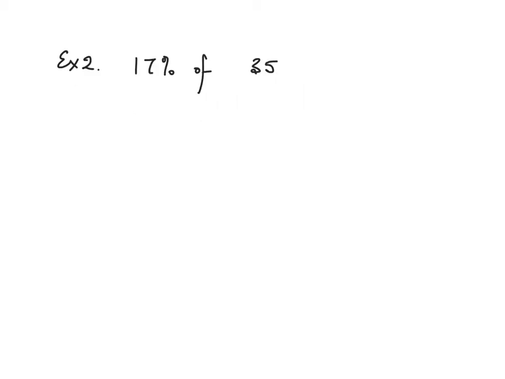17% of 35. Now, what we can do first of all is work out 10%. That's very simple. 10% equals 1/10. If we divide 35 by 10, we get 3.5. I'm then going to work out 5%. Now 5% is 1/2 of 10%, so what I want to do then is to divide 3.5 by 2.